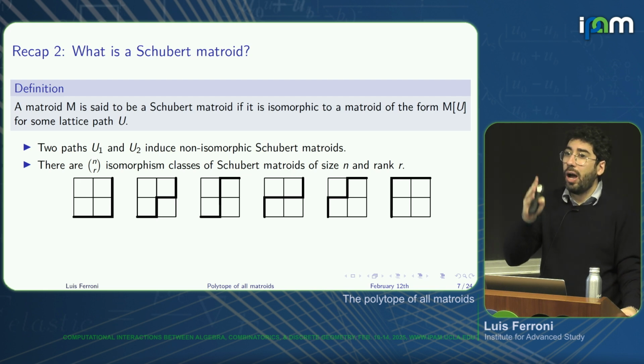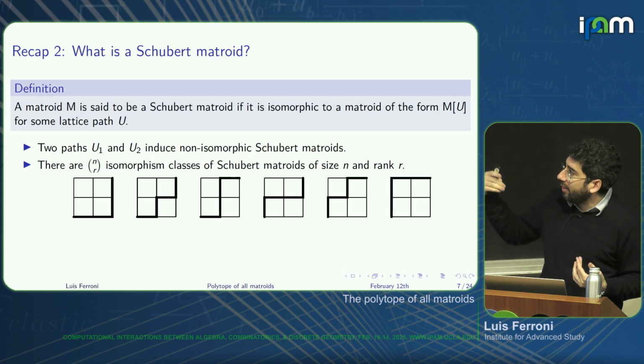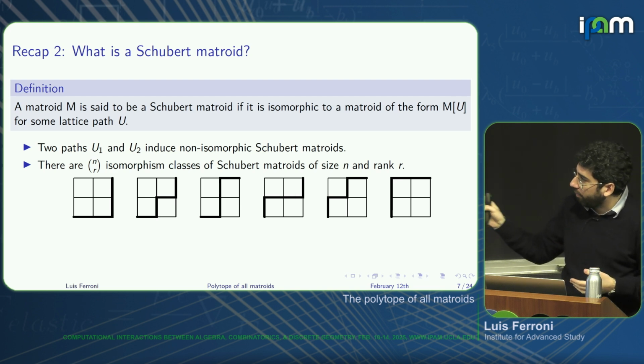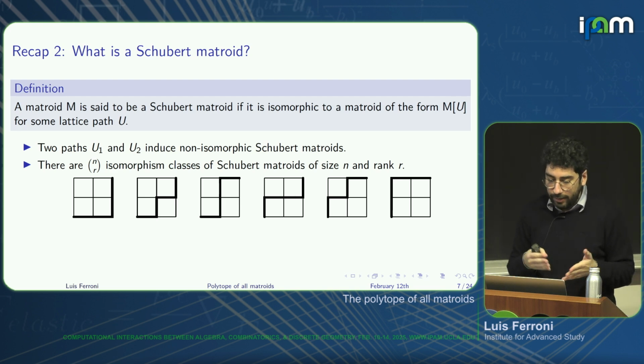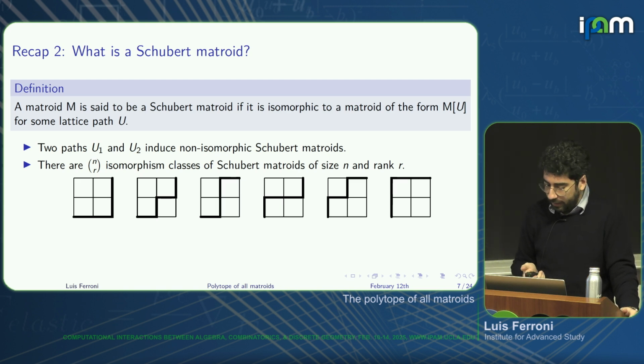This doesn't say anything about how many Schubert matroids there are. So Schubert matroids are things that are isomorphic to these things. So the labeling will matter. And in fact, we will see later that this enumeration of labeled Schubert matroids is slightly more tricky.